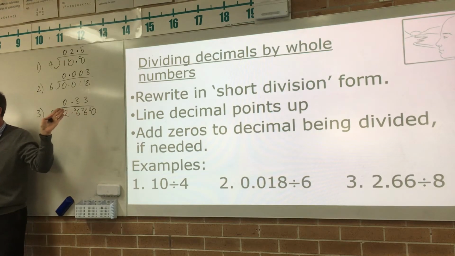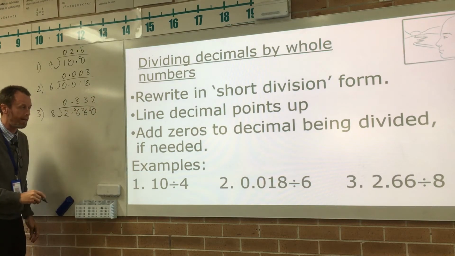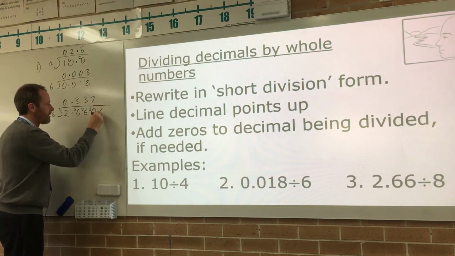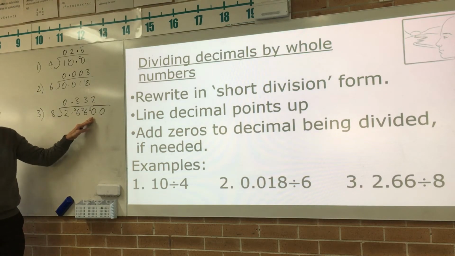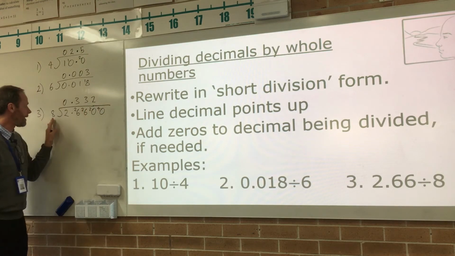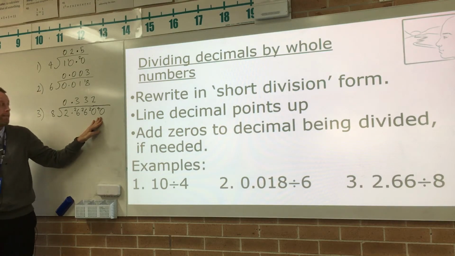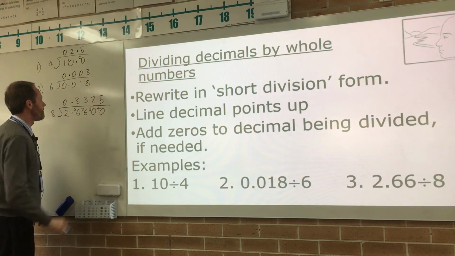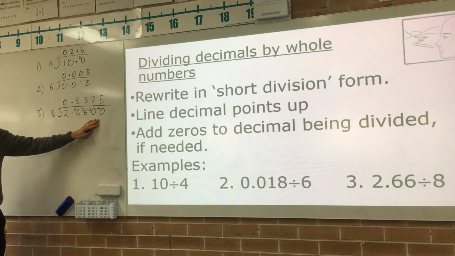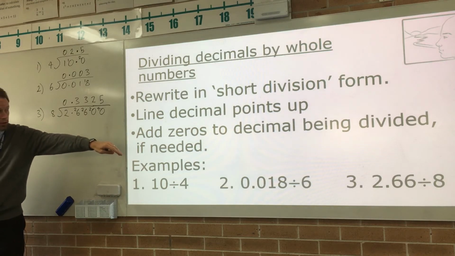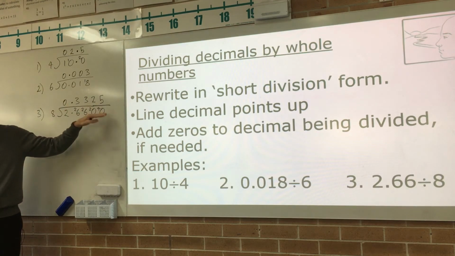How many times does 8 go into 20? It is, that's right. It goes in 2 times. Notice how my numbers are nice and neatly lined up. I'm going to need another 0 because what's left over when I do 8 into 20? 4. Good work. So now I've got 8 into 40. How many times does 8 go into 40? 5 times. Good work. Is there anything left over? No, that's it. So now I've got the answer of 2.66 divided by 8. My answer is 0.3325.